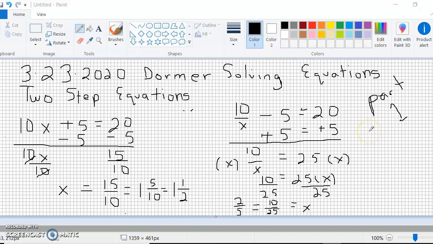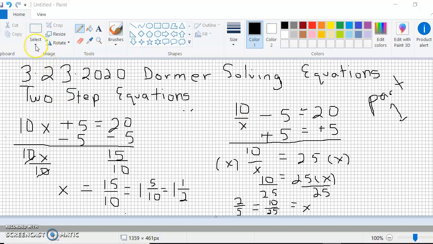Okay, so we finished looking at two-step equations. Again, this is the second part. This is Monday, March 23rd, 2020, solving equations, and I'm going to do part two. And so you have this here. And again, having a notebook and writing these things down very slowly and going through them will help you.